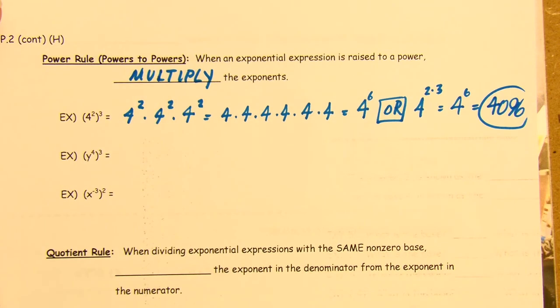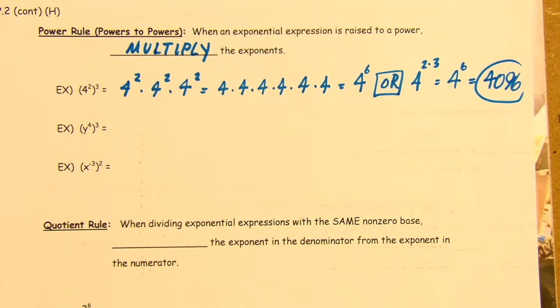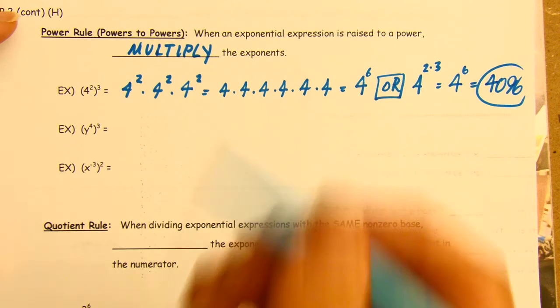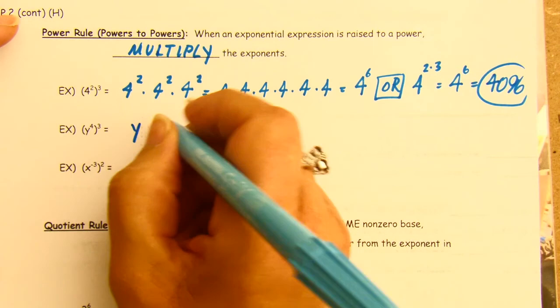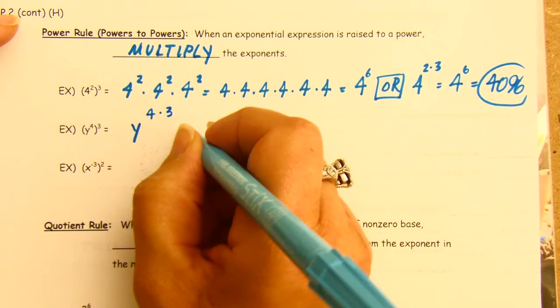Y to the power of 4 raised to the power of 3. You already know what the rule is now. And so we know this is going to be y raised to the 4 times 3 power, or y to the power of 12.